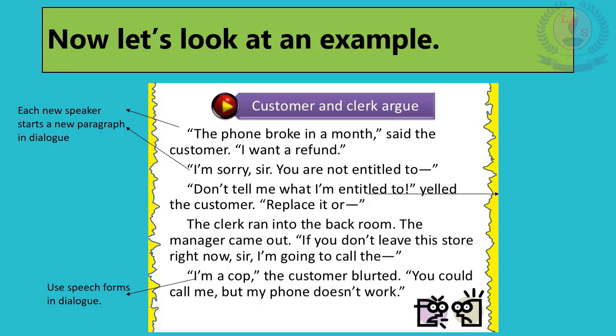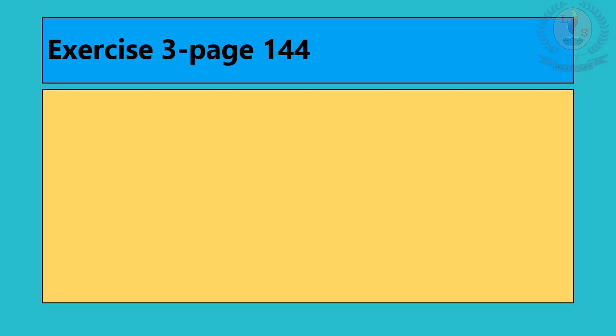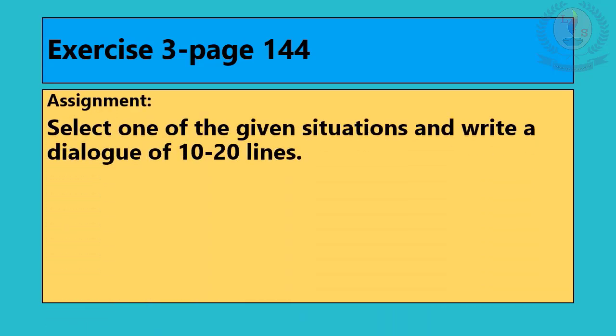Now see how these speech forms are used effectively, and also the natural conversation type and the punctuation. Here in this you find speech marks, commas, and now look at exercise 3 in page 144. This is a practice exercise to make sure that you know how to set out and punctuate dialogue properly. Select one of the given situations and write a dialogue of 10 to 20 lines.